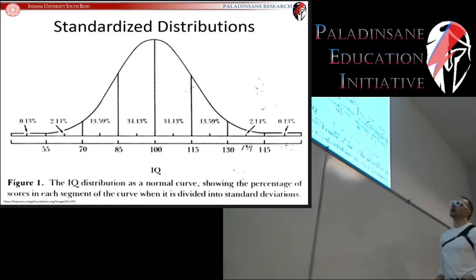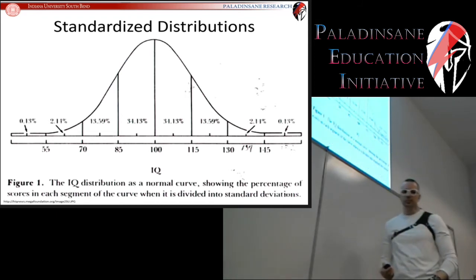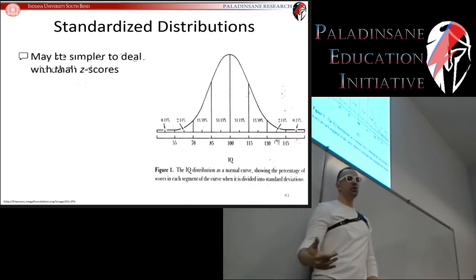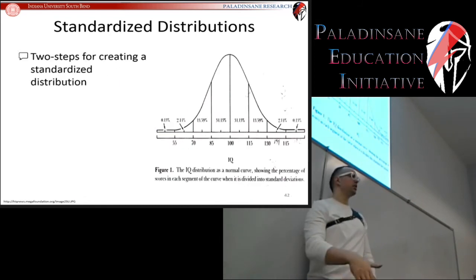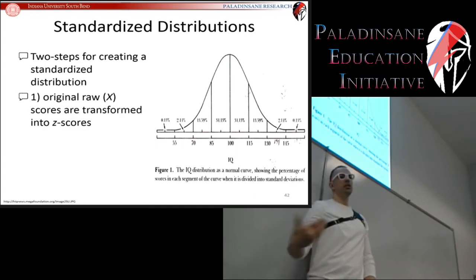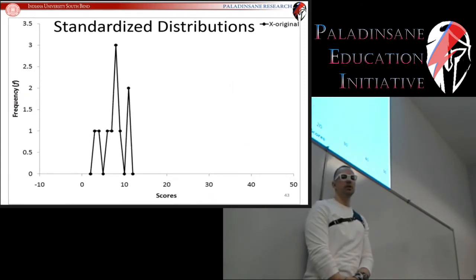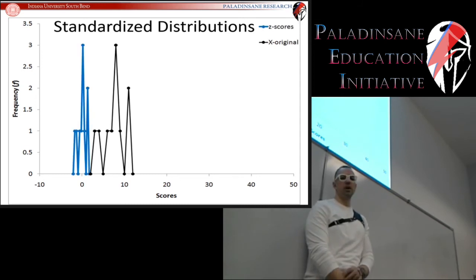So for those standardized distributions, when you're creating one, there are 2 steps. The first thing is you take your raw scores and you transform them into z-scores. So you start off with a set of raw scores and transform them into z-scores, with a mean of 0 and standard deviation of 1. We've already seen that. The next step, though, is the important one.